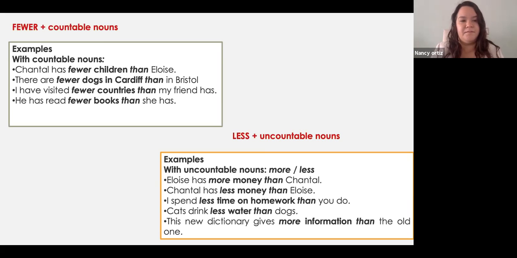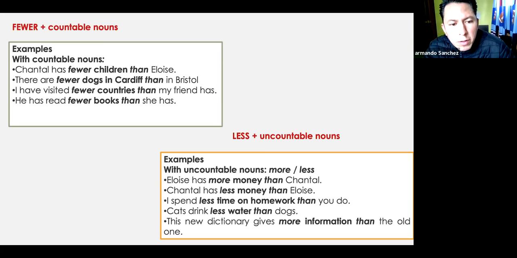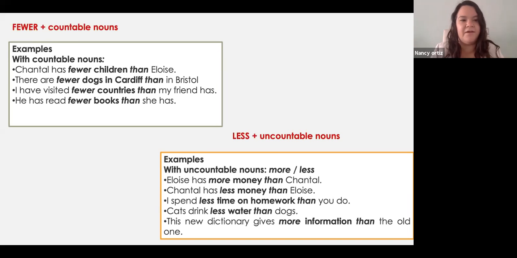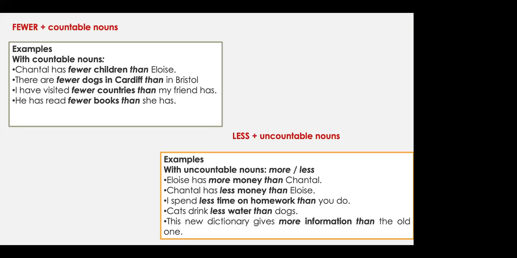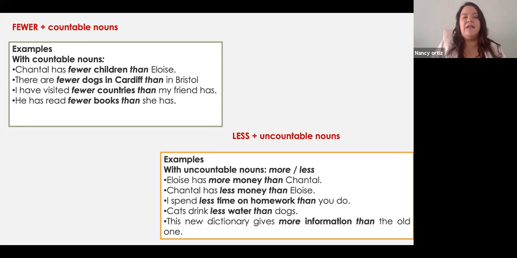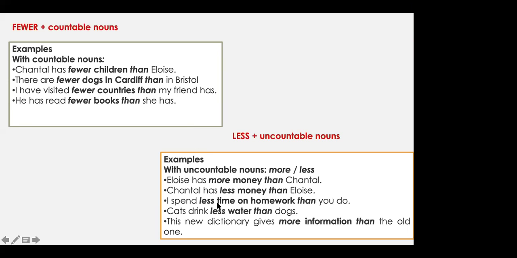Next one. I have visited fewer countries than my friend has. That my friend has, okay. It's my turn. He has read fewer books than she has. Okay, so as you can see, Daniel, this establishes the comparison. Than, okay, not as, because it's not an equal. Last slide, the previous slide, it was more than, now fewer than.